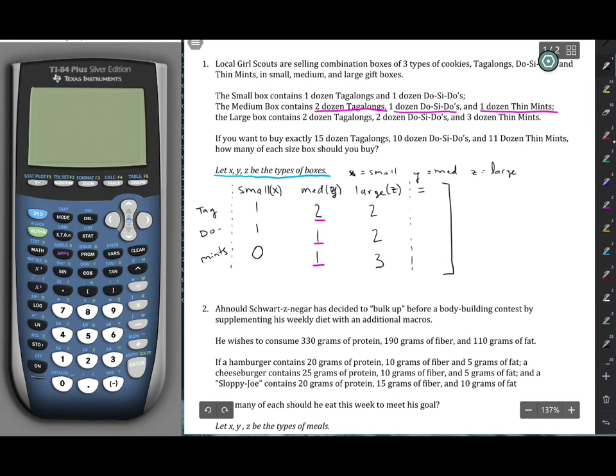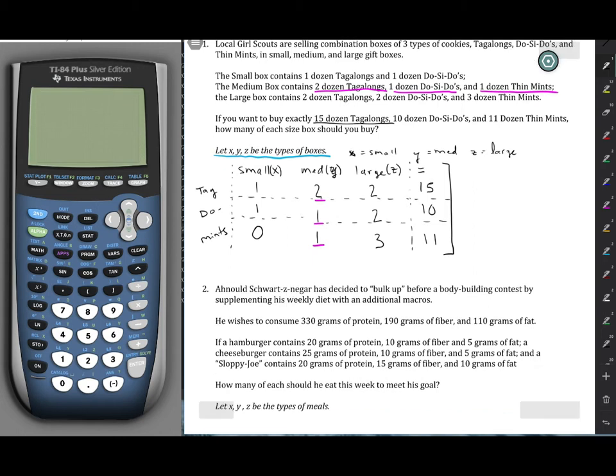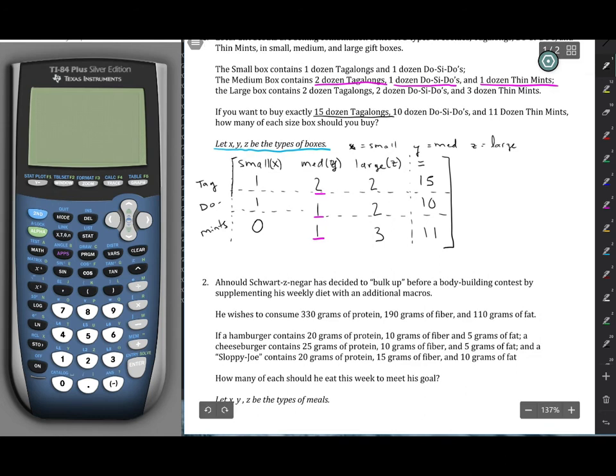Now in the equal-to column, that's going to be the information. Tagalongs, I want 15 dozen, so I want that in the Tagalong row. So 15. Do-si-dos, I want that to be 10. So I just put 10 there. And Thin Mints, I want that to be 11. So there's our matrix. In a sense, you did create a system of equations, but it can also be helpful to look at this through a matrix lens. Now, what are we going to do? We're going to RREF that matrix, and that should give us our solution. So into matrix world we go.